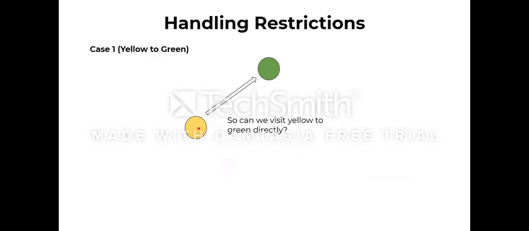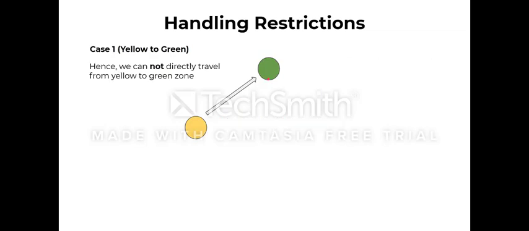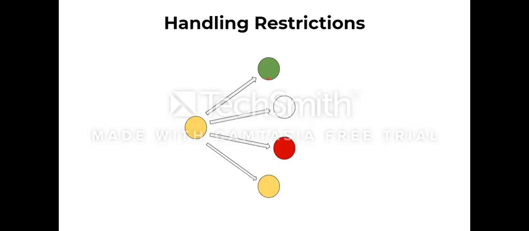Let us consider the first case, yellow to green. So can we visit yellow to green directly? We are not allowed to do this because we can only visit yellow to green if there is a white zone in between. Therefore, we cannot directly travel from yellow to green.